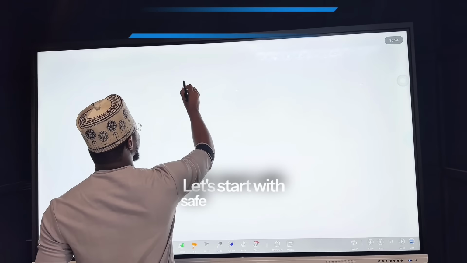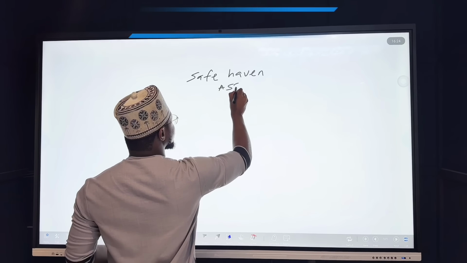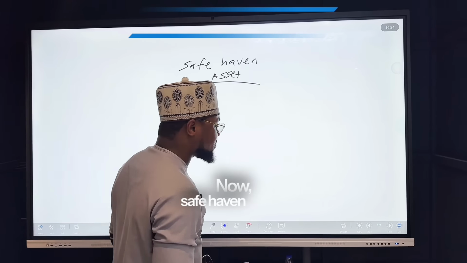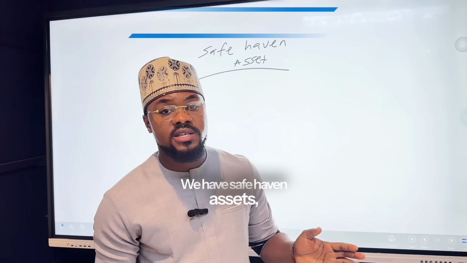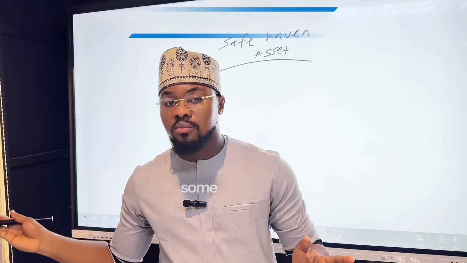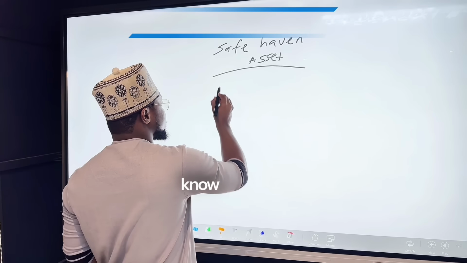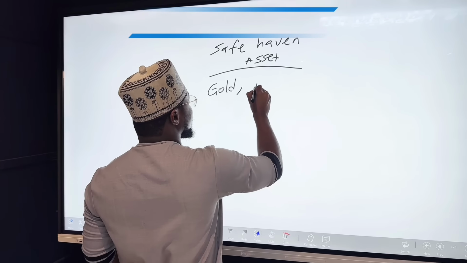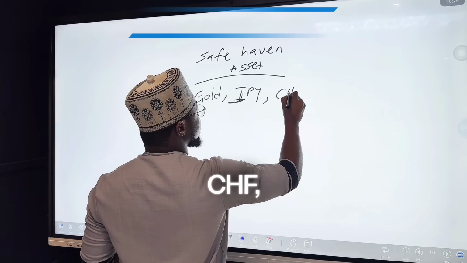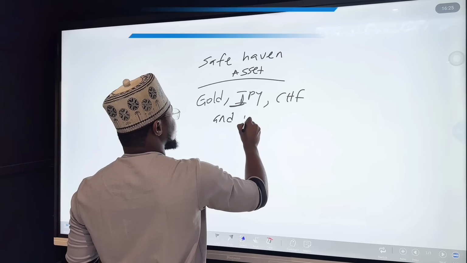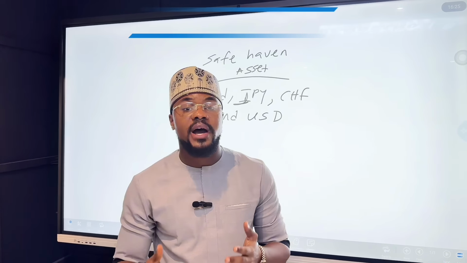Let's start with safe haven assets. Now, safe haven assets are divided into two. We have safe haven assets, then we have some assets that can also be considered as safe haven. But the main safe haven asset that everybody knows is actually what? Gold, JPY, CHF, and sometimes USD.